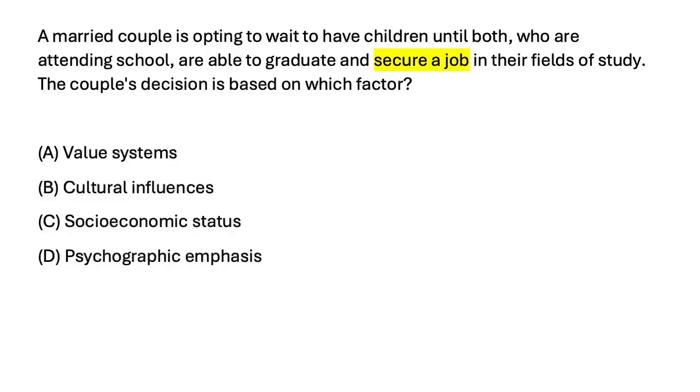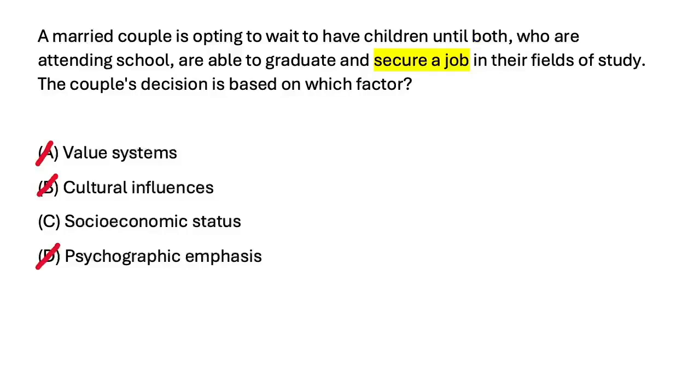With that in mind, we can go ahead and eliminate the incorrect options first, starting with A. We can eliminate value systems. Although value systems do guide our moral decisions, they do not specifically tie timing to education and income, so this would not be the best option. Next, we can eliminate cultural influences. Although cultural influences do shape many family practices, they are not focused on graduation or career stability, so this would not be the best choice either.